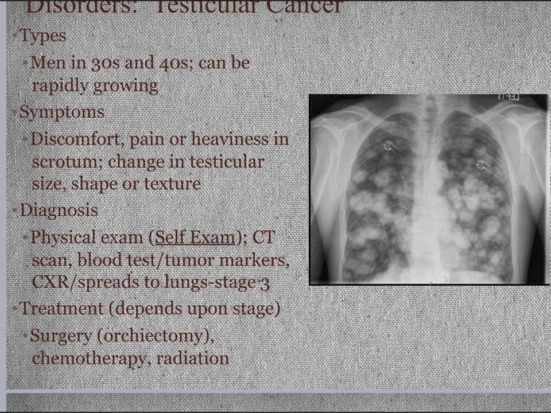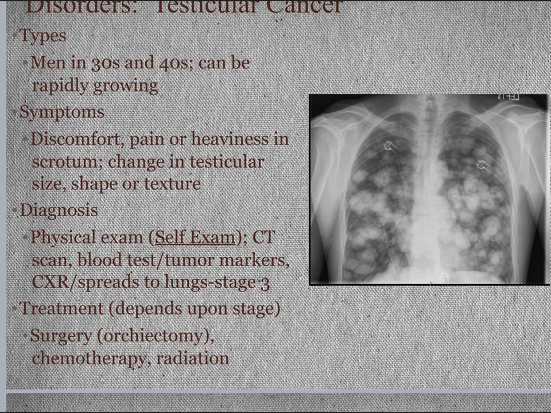Which brings us to testicular cancer. Now, for the types, in men in their 30s and 40s, this can grow quite rapidly. Symptoms: we get discomfort, pain, or heaviness in the scrotum, and changes in testicular size, shape, or texture. Here's the diagnosis. Self-exam. Run your finger along the margin of your testes. If it is not smooth and continuous and you have larger hardened bumps, this can indicate abnormal growth. CAT scans, blood tests, tumor markers, and chest x-rays are other ways that we can monitor or check.